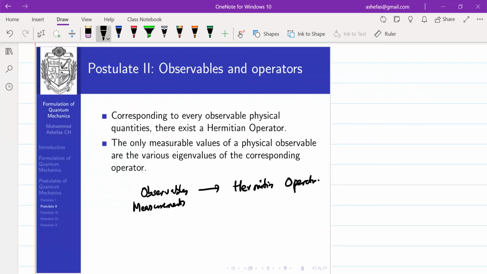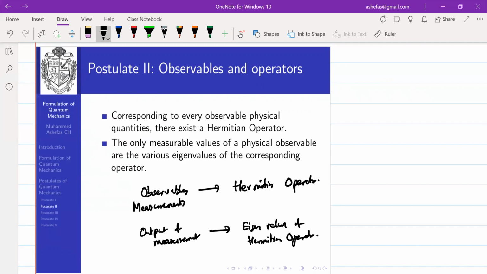The next is, the only measurable values of physical observables are the various eigenvalues of the corresponding operator. So the output of measurement would be the eigenvalues of the Hermitian operator. We know that a measurement is always measuring something using some instrument, and that should give real numbers, isn't it? Suppose you're measuring temperature, you should get some number. If you're measuring current, you should get some real number. If you're measuring voltage, you should get some real number.